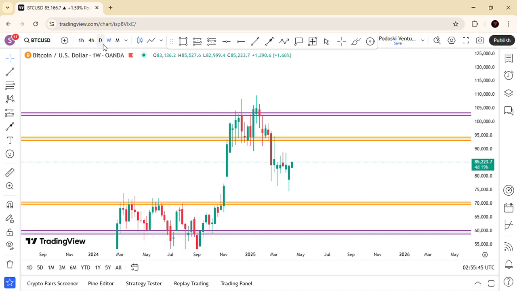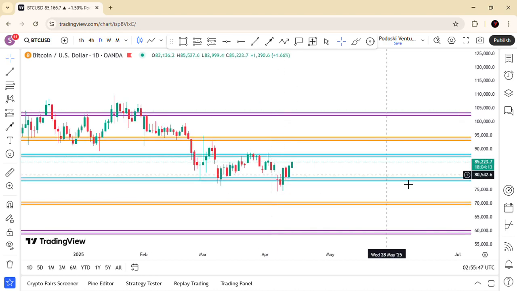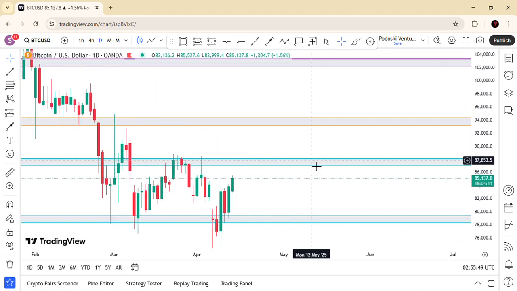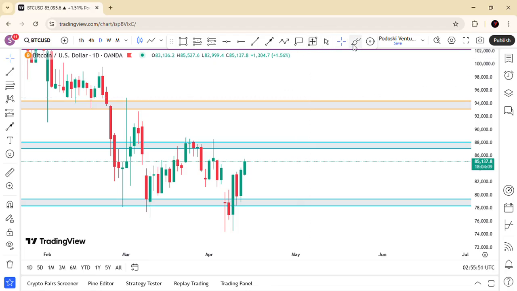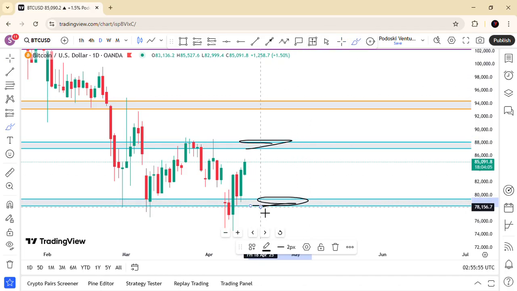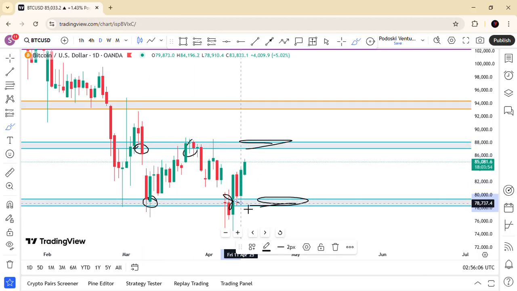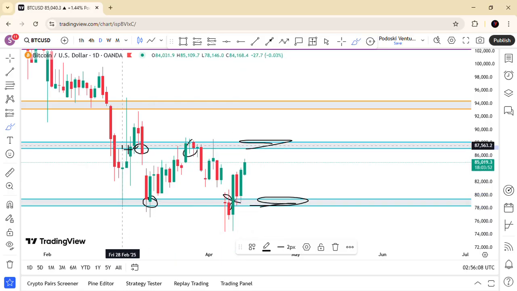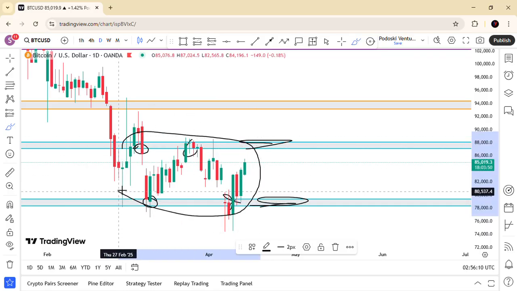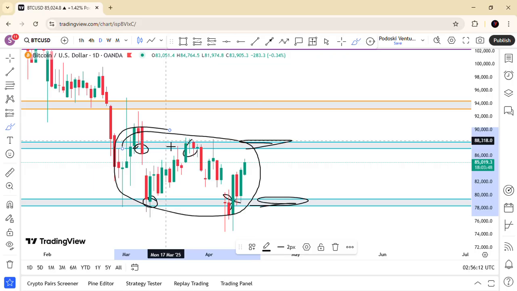So let's go to the daily and see. On the daily time frame, I have my daily upper zone and my daily lower zone. On the daily, you could see anytime price taps into this zone, it drops to the downside, and anytime price taps into this zone, it goes to the upside. Which is telling us that BTC USD is ranging over here.